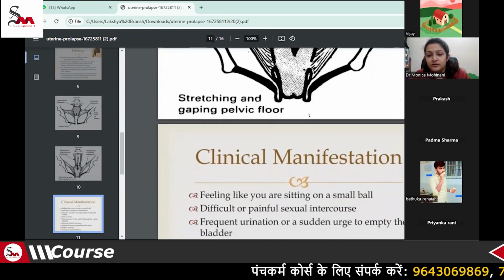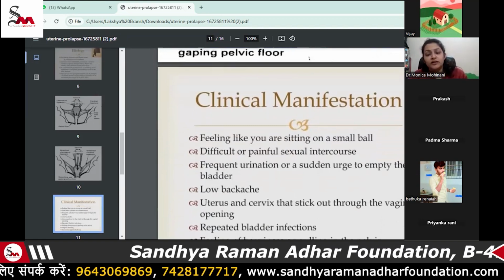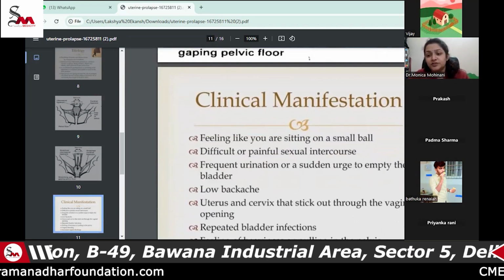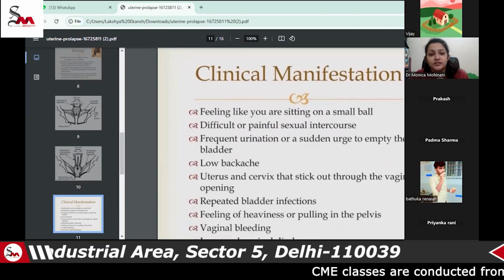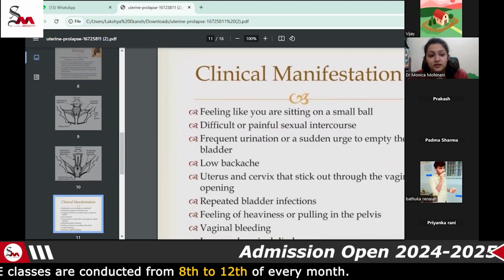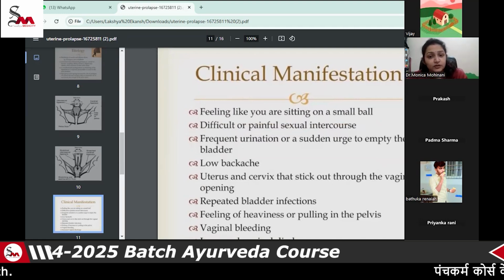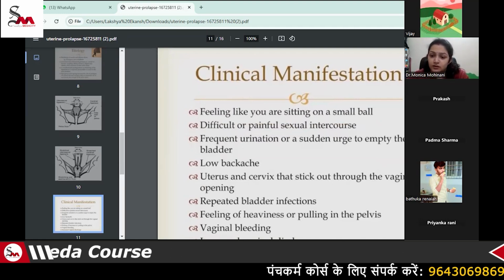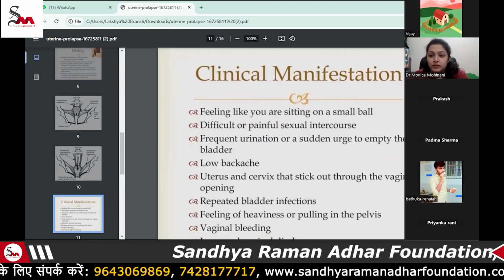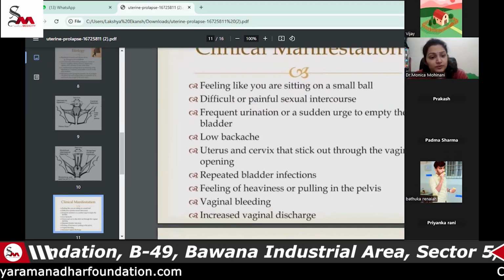So these are the main etiology and the structural changes in the normal anatomical position of the uterus during the prolapse, and how the patient comes to you with the clinical manifestations like feeling like you are sitting on a small ball. Patient feels discomfort in sitting also, and difficult or painful sexual intercourse as the cervix is displaced or descended down. So the coitus is also painful, frequent urination or sudden urge to empty the bladder.